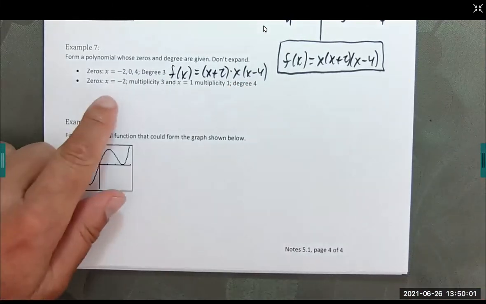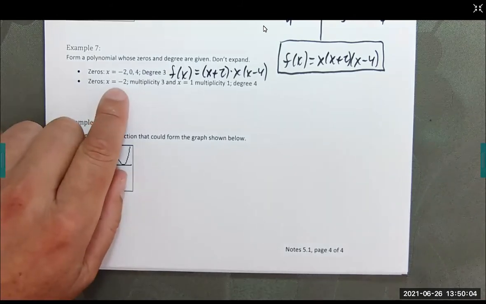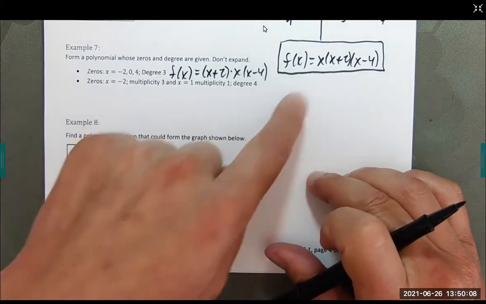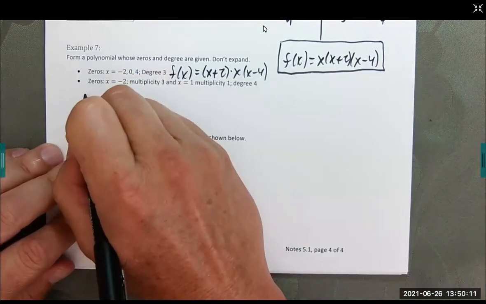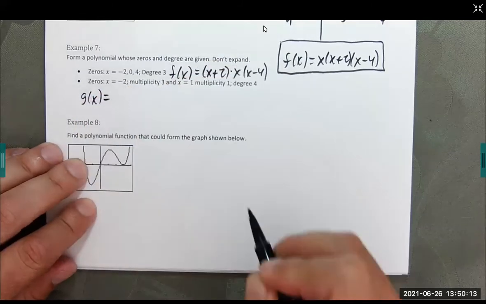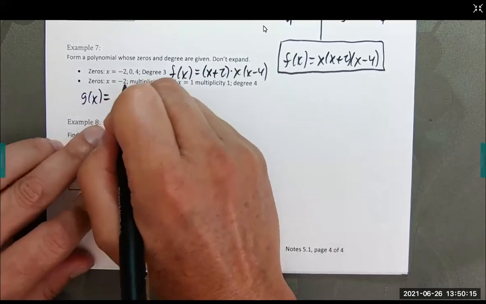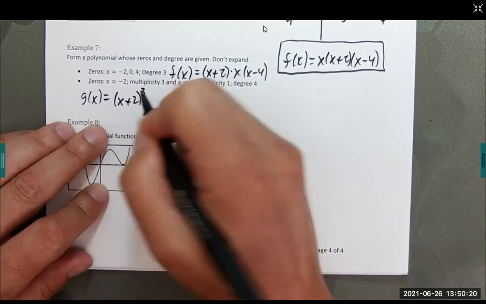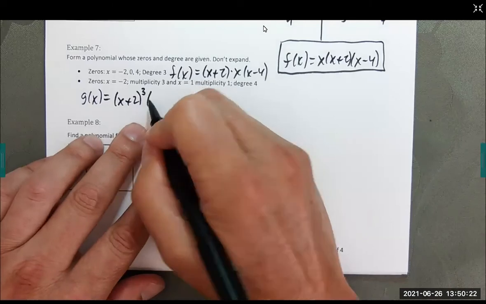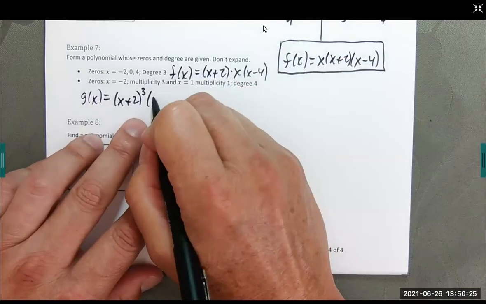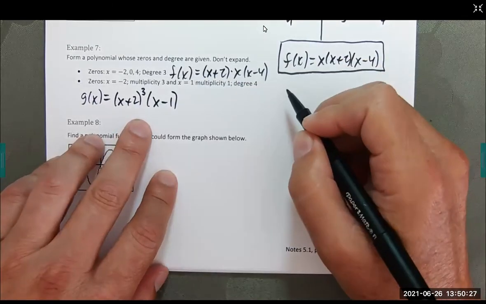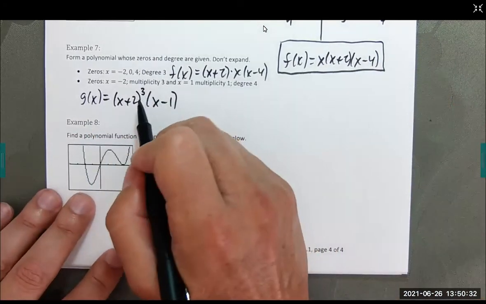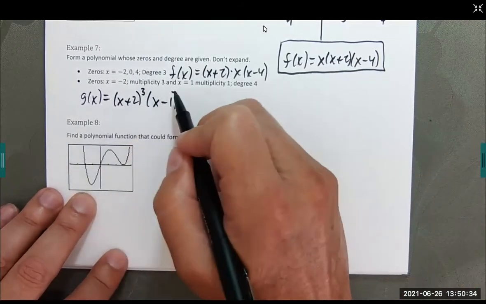So for this one, we have a 0 at -2. None of them at 0, so I don't have to worry about that x going first. So we can just jump right into it. So let's call this one g of x, just because we can. So we have a 0 at -2, which means that x plus 2 with a multiplicity of 3. X is going to be 1, so that's x minus 1, remember opposite sign. And it's a 4th degree polynomial, so we don't have to force anything else. Perfect. So this is 1, 2, 3, 4, so we're done.